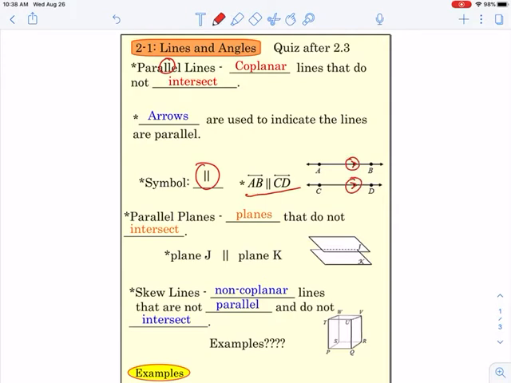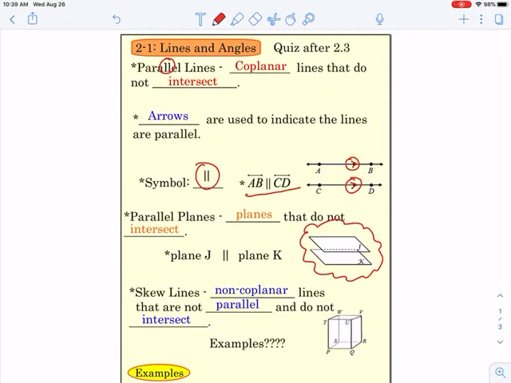Okay, parallel planes are going to be two planes that don't intersect. So you can see from this picture here, think about it like if you had two pieces of paper and you held one in one hand and then held one above it, and you held them so they just didn't intersect. So those are two parallel planes. So plane J is going to be parallel to plane K.